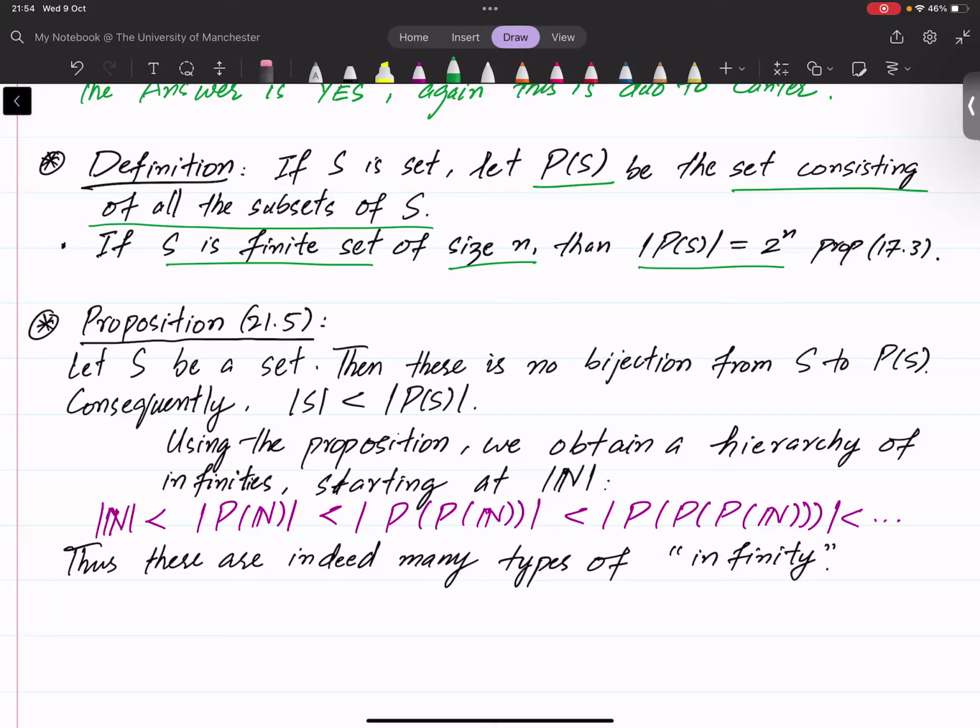Now, we give the hierarchy of infinities in the following Proposition 21.5. Let S be a set, then there is no bijection from this set S to its power set. Consequently, the cardinality of this set is less than the cardinality of the power set. Now, using the proposition, we obtain a hierarchy of infinities starting at natural numbers.